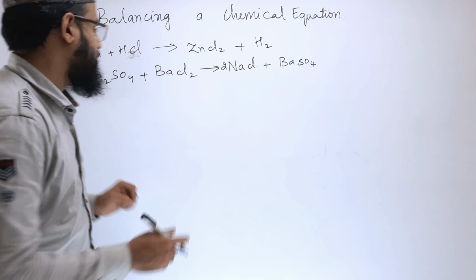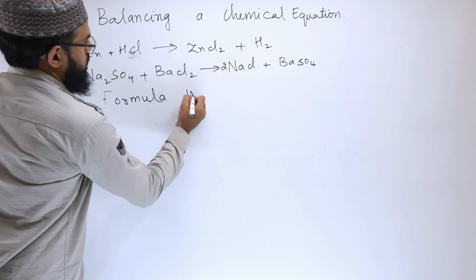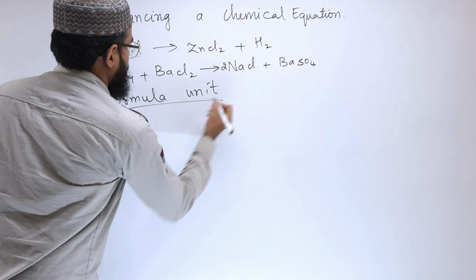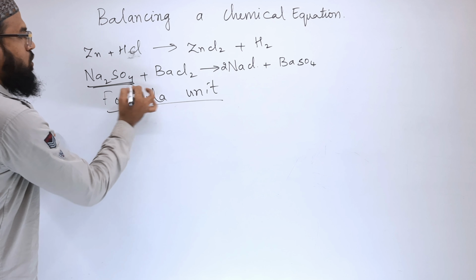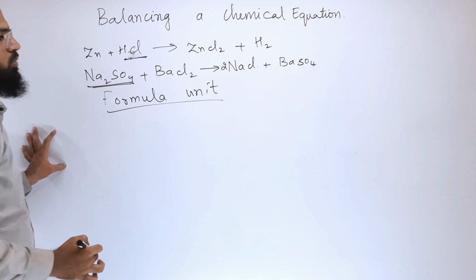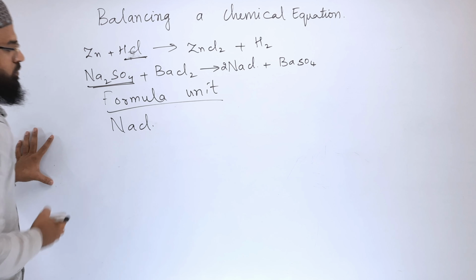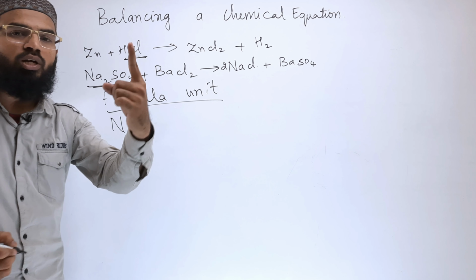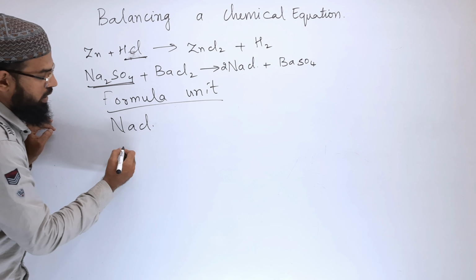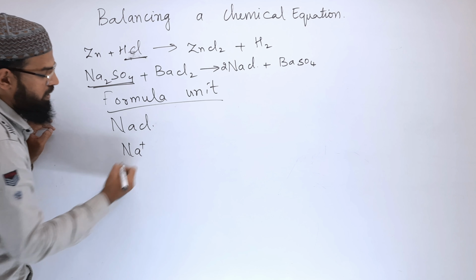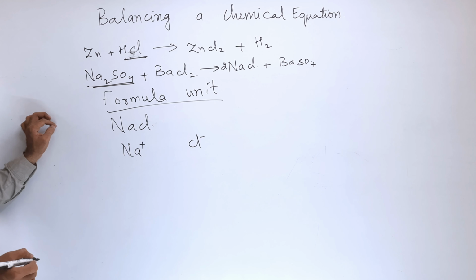Next is formula unit. Formula unit means, suppose this is a formula unit. HCl is a formula unit. Suppose there is NaCl. So this is one formula unit of a salt. So how many Na plus ions are there? One Na plus and one Cl minus ion are there.